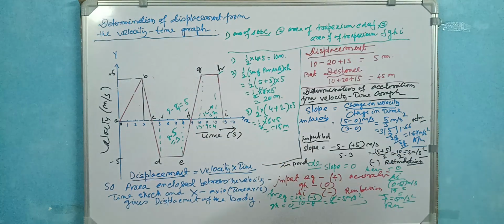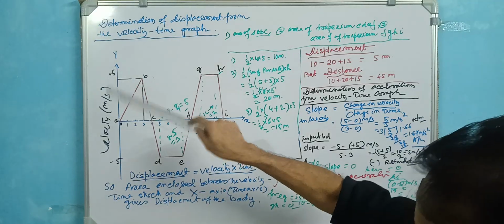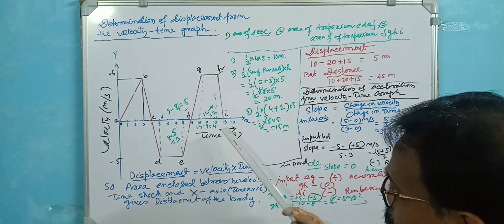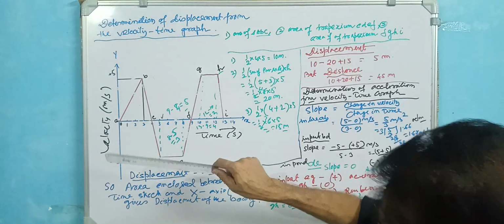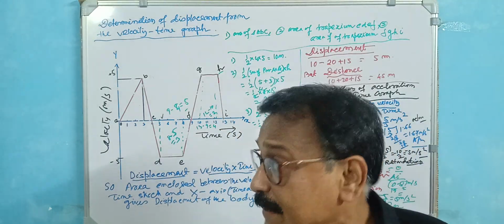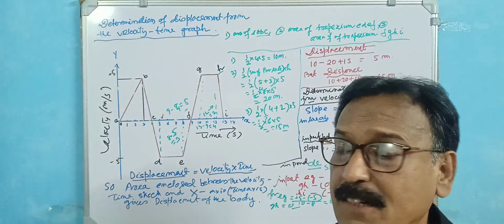Here is the graph I am drawing. This is the velocity in meters per second, and this is the time. Here is 0, 1, 2, 3, 4, 5 seconds up to 14 seconds. This is 0, and this is plus 5, that means 5 meters per second. Here is the negative, that is the retardation.